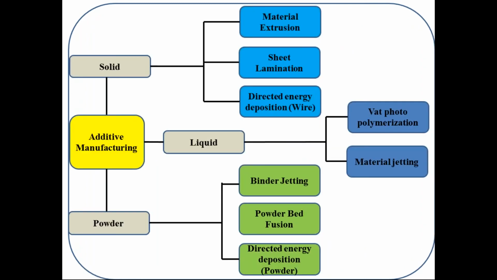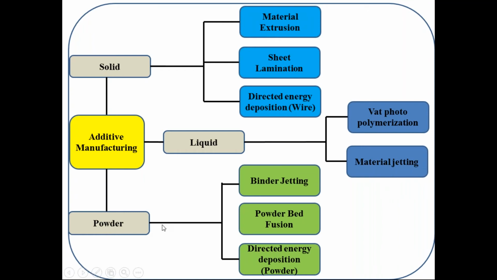Now, based on the medium we use, we further classify AM technologies. If we use solid material as raw material, in material extrusion we use wire form, like FDM. In sheet lamination, we use sheets as the solid material form. In direct energy deposition, we use wire as solid material. Coming to liquid form, in vat polymerization we use resin, and in material jetting we use materials in liquid form.